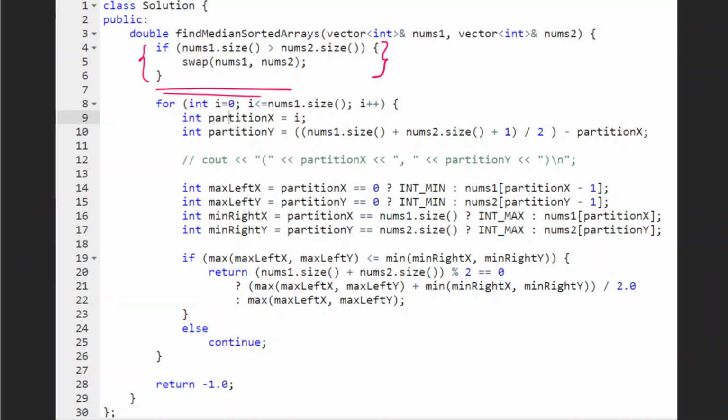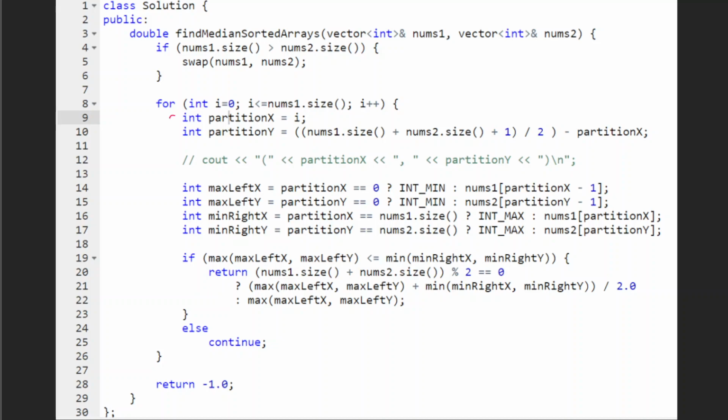That is why we are assuming that nums1 is smaller than or equal to nums2. If it is not, then we are going to swap them, because the second part of the solution is based on the assumption that n1 is smaller than or equal to n2. After swapping, nums1 is smaller, so now we can apply linear search on nums1. One thing to note here is that we have used an equal sign, and I will tell you why.